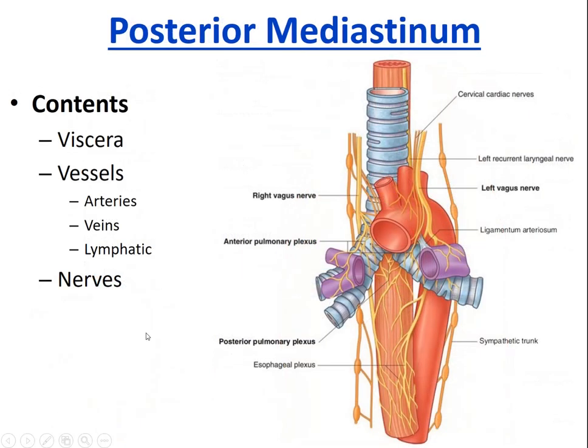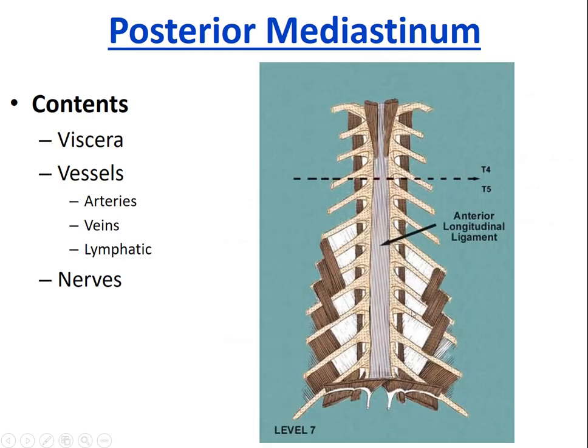Now what are the content? There are again the viscera, vessels, nerves. So viscera will include trachea, esophagus; the vessels will include descending thoracic aorta with its branches, pulmonary arteries; the major nerves will include the vagus nerve with their cardiac plexus branches, sympathetic chain with their autonomic plexuses. So how will you remember?